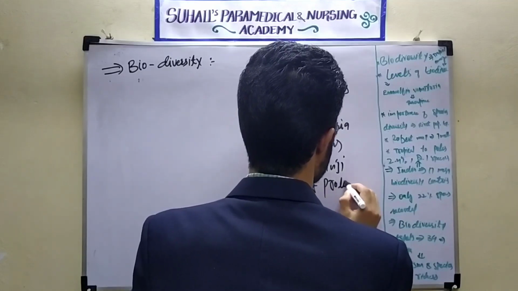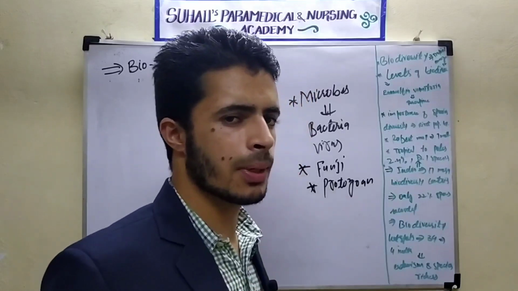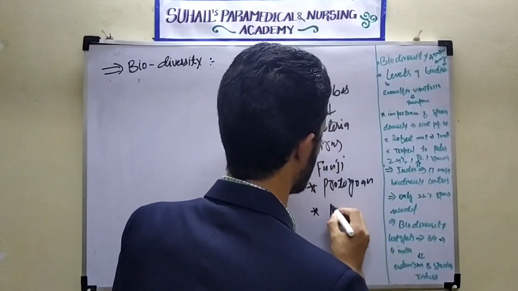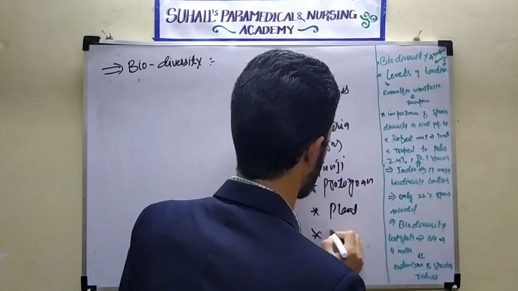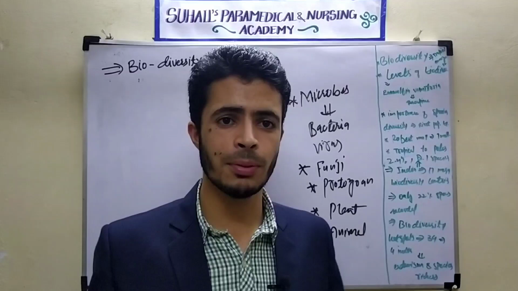Protozoa may or may not be seen by the naked eye. Then there can be a plant or an animal. So we are seeing that there is variety and variability on the earth.